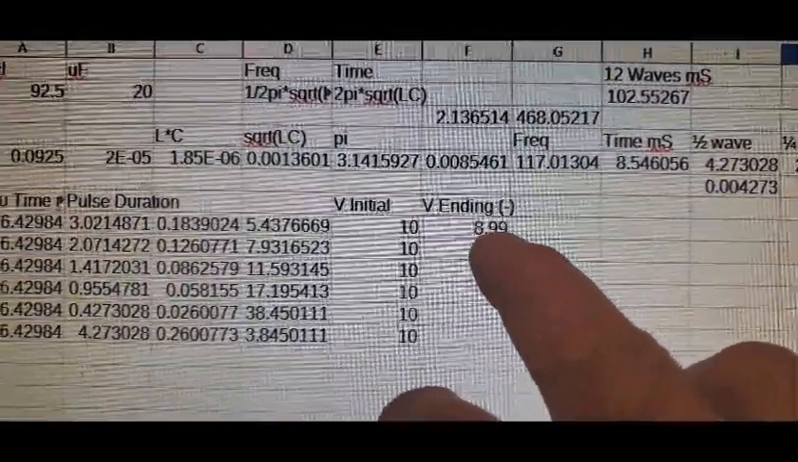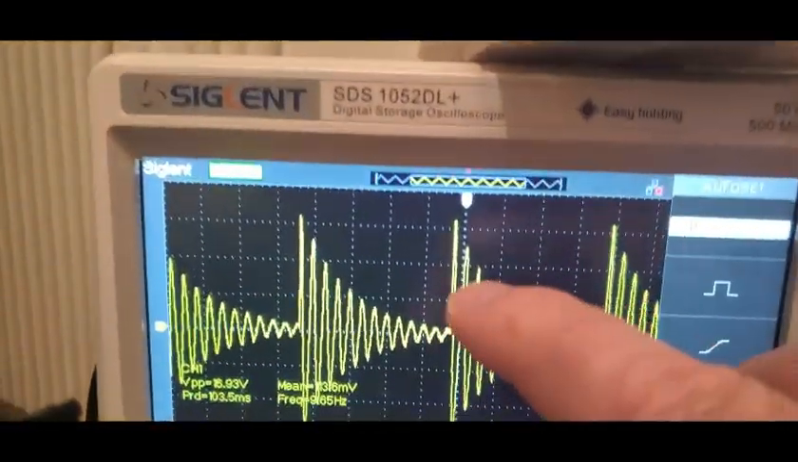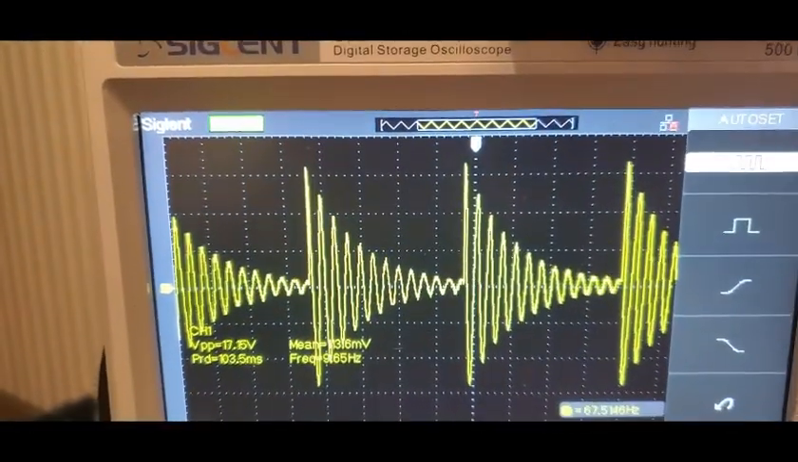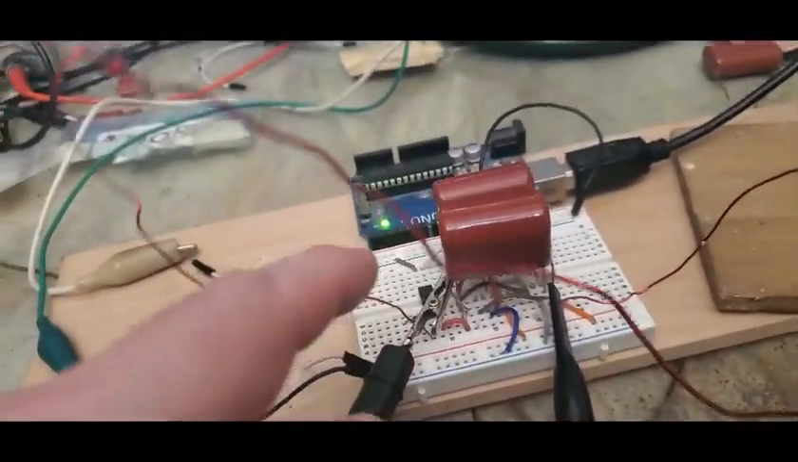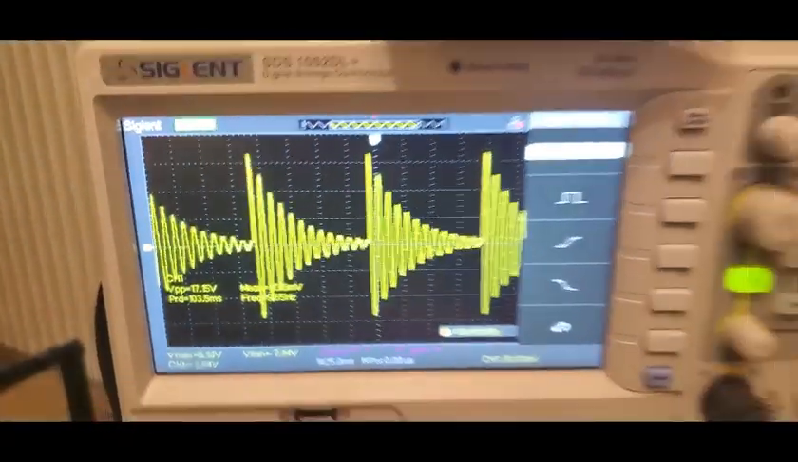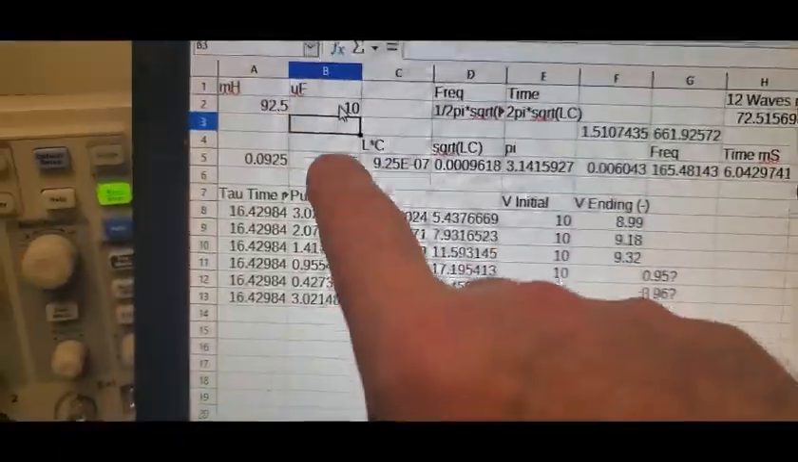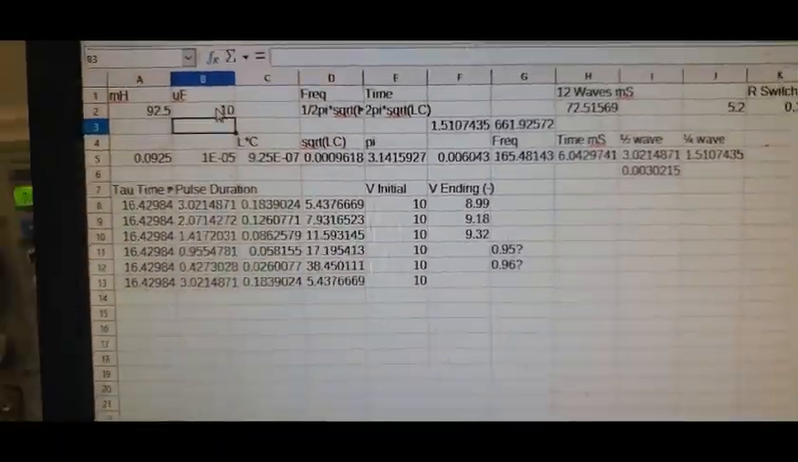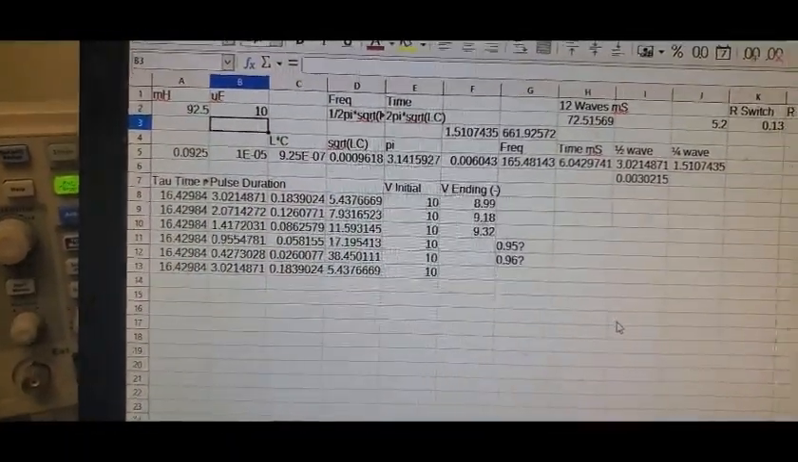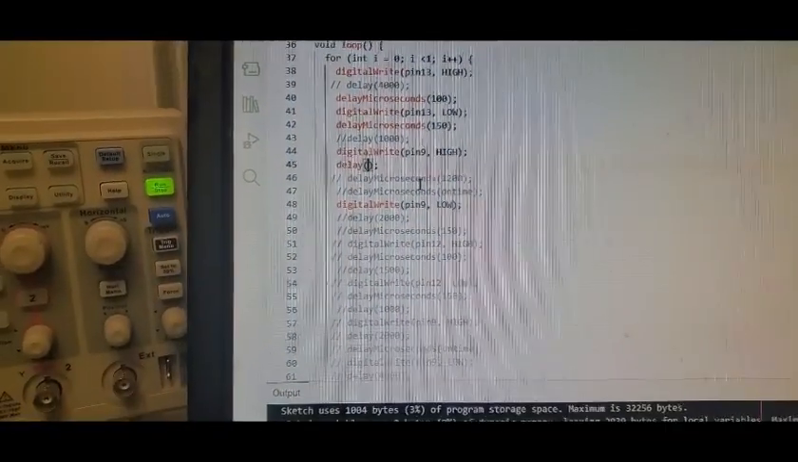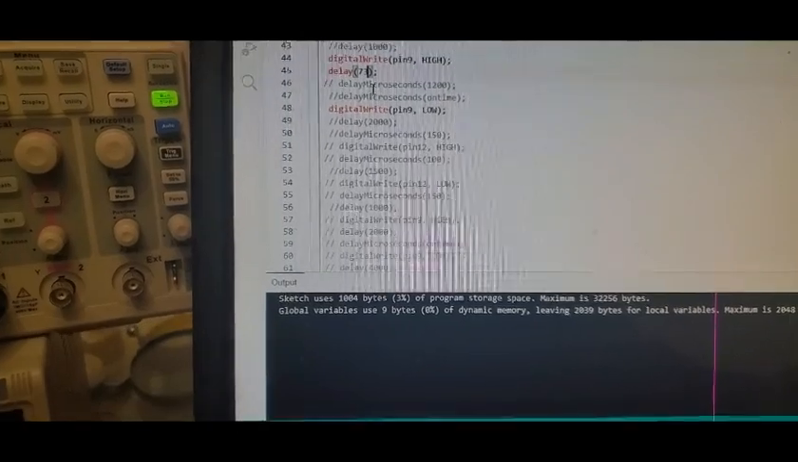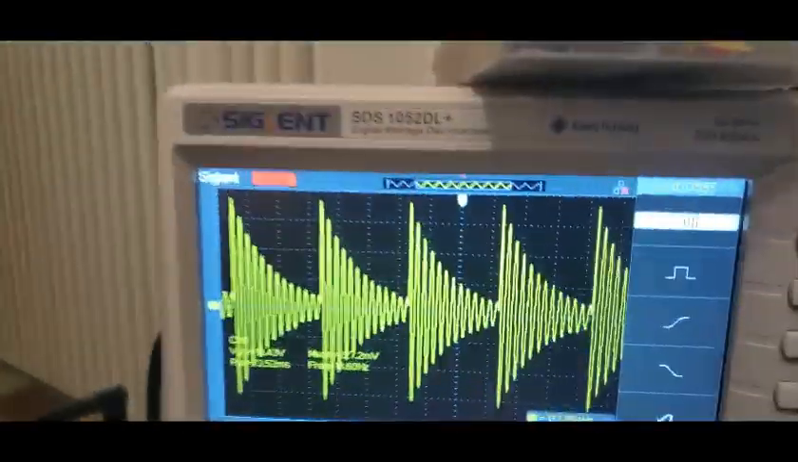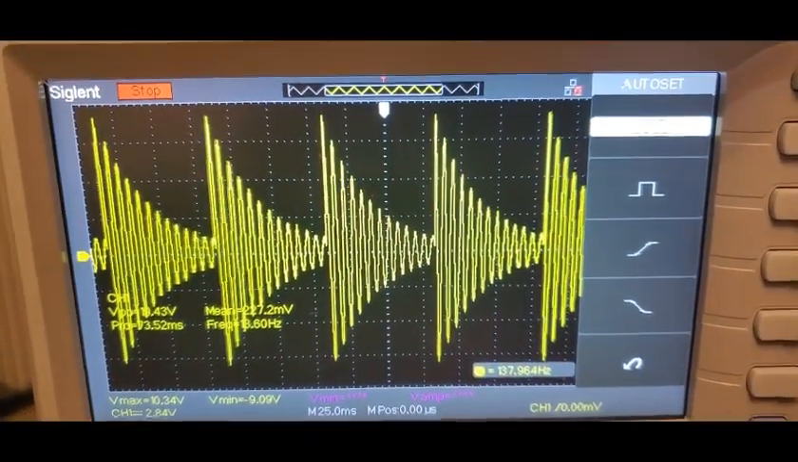Now, I could go and measure, and we'd see that it would be a bit less than 8.99. So now let's take one of these out, so instead of 20, it'll be 10. Again, that's what it looks like at 20. When we go to 10, we just need to change that value to 73 in order for it to be 12 waves. So 73, recompile. So that's what it looks like at 10 µF.